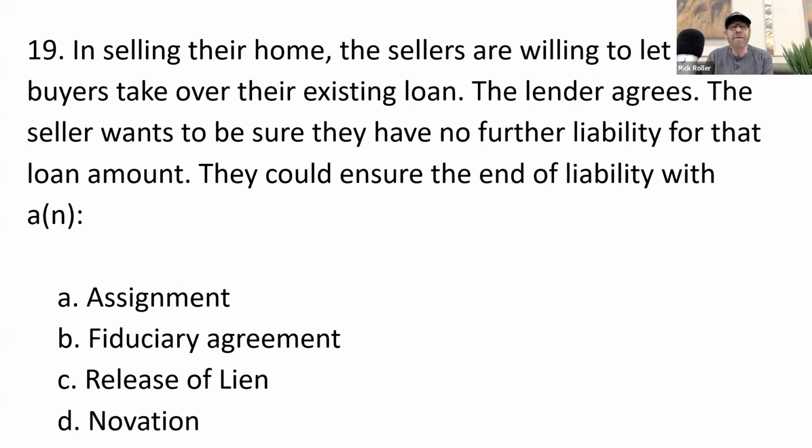Okay. All right. So the lender agrees to let this loan be assumed. Well, FHA, they have no choice. I mean, they have to credit qualify, but they agree. The seller wants to make sure they have no further liability for the loan amount. And they could ensure the end of liability with an assignment? No. Fiduciary agreement? No. Fiduciary agreement is like a listing agreement. I mean, you have a fiduciary duty to your buyers and sellers. Release of lien? No, they're not going to release the lien. You're assuming the loan. A novation. What it is, is a novation. Novation means substitution of parties with release of liability.